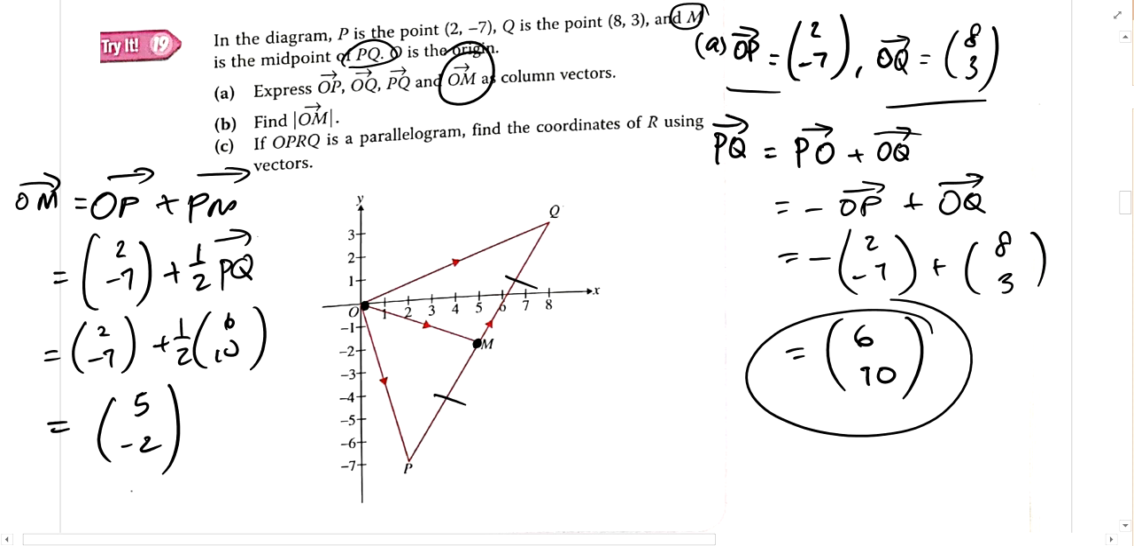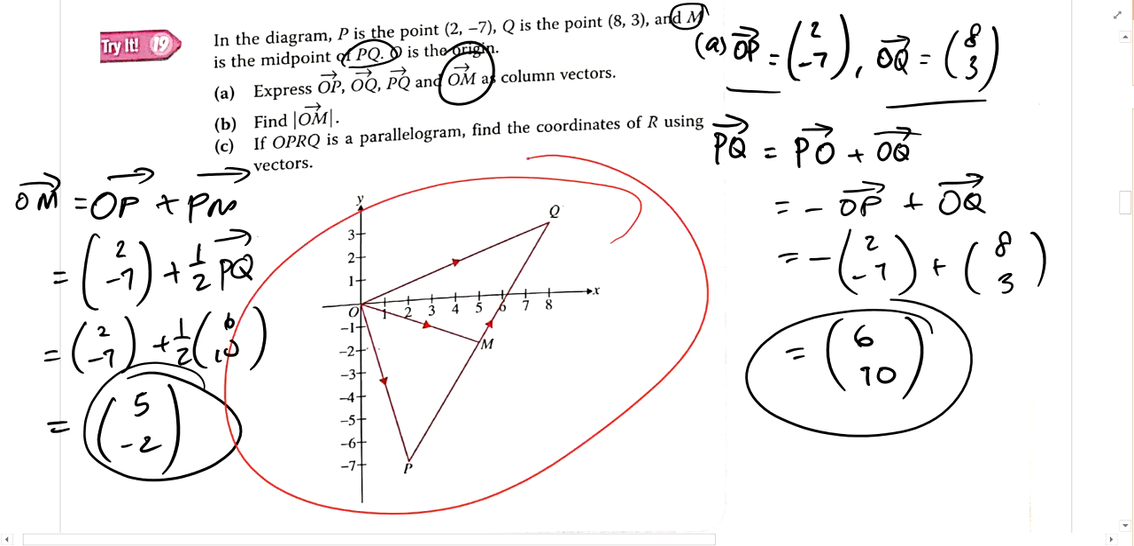Then we take a look at the diagram. If it is drawn to scale, then the coordinates should be x coordinate 5, y coordinate negative 2. If it is drawn to scale, then let's take a look. M over here, 5, negative 2. Yeah, it corresponds. So we are able to use vectors to help us solve this type of coordinate geometry questions quite quickly.